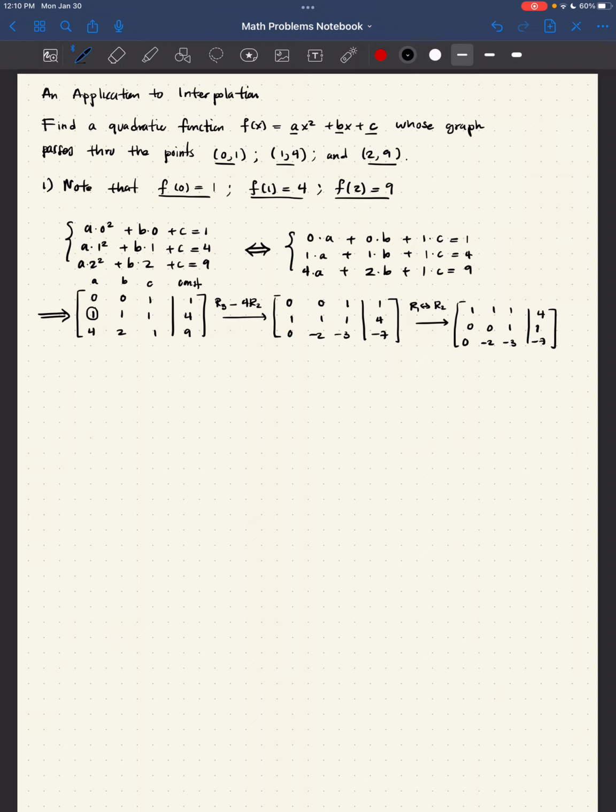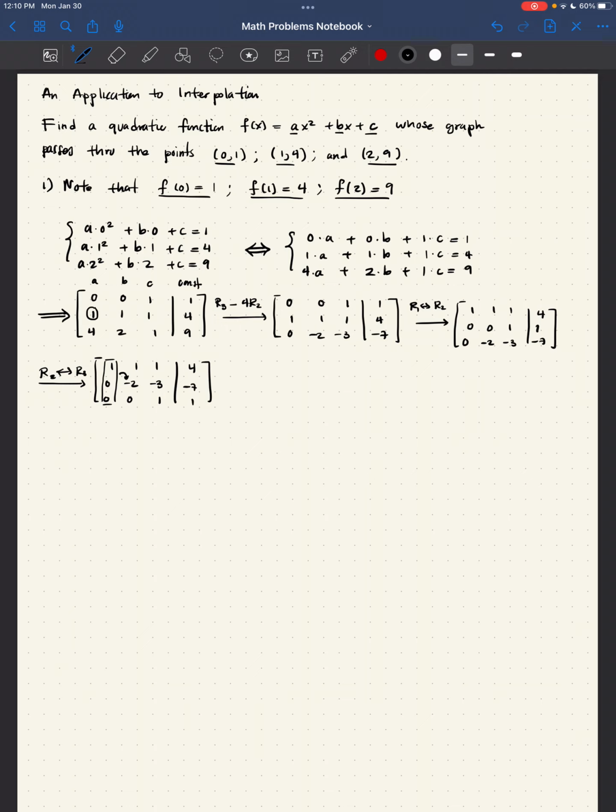One more. I'm going to exchange row 2 with row 3 and obtain the following matrix. I have 1, 1, 1, 4, then 0, negative 2, negative 3, negative 7, then 0, 0, 1, 1. After this series of operations, this column is in the form that we want, so we may proceed to choose a pivot for the next one.